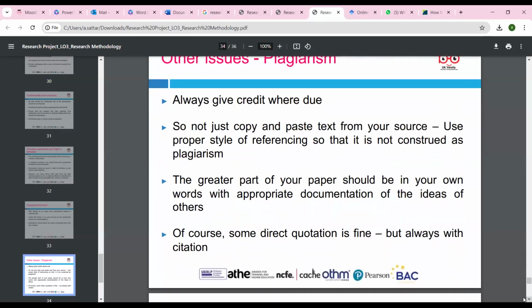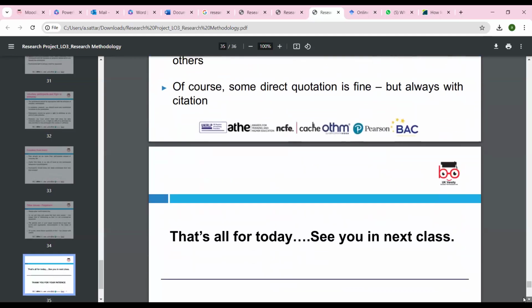Plagiarism means copying someone else and taking the credit. So do not copy and paste text from a source, and use the proper referencing style. If the data comes from a secondary source, include the access date of the website if you are using one. That is also for the citation, mentioning the data source.